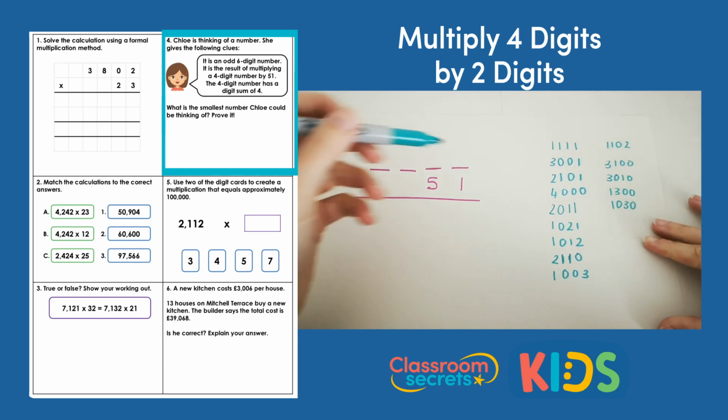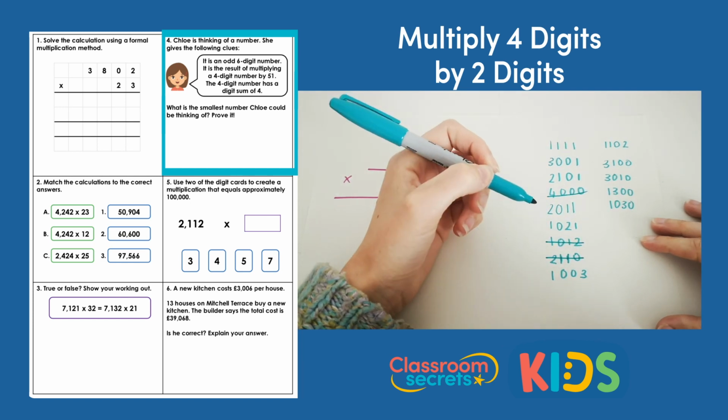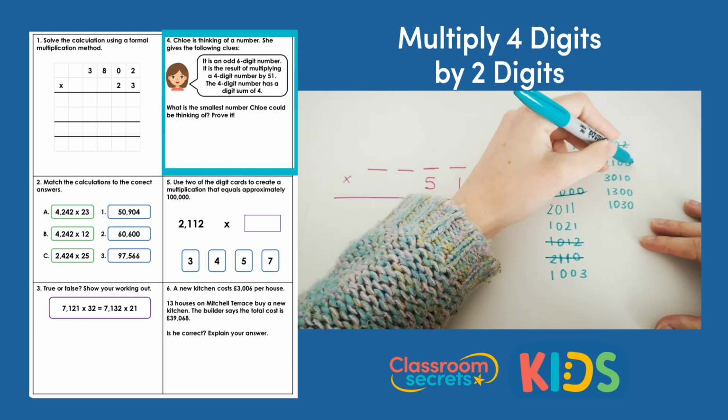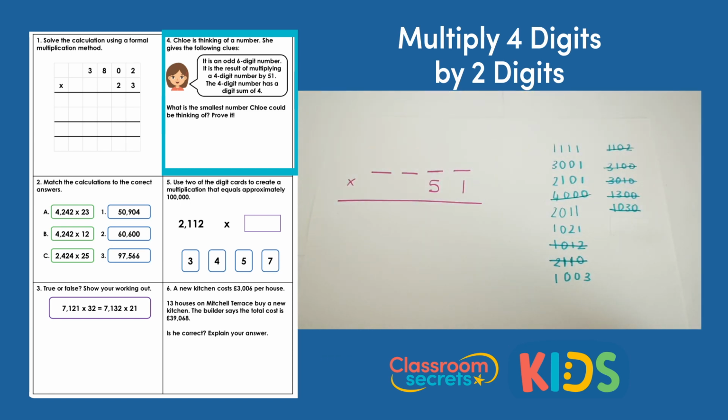When you multiply an odd number by an odd number, the answer is an odd number. So already I can cross this one out. I can cross this one out. I can cross that one out. I can cross that out, and that, and that, and that, because they are all even numbers, because they end in a 0 or a 2.